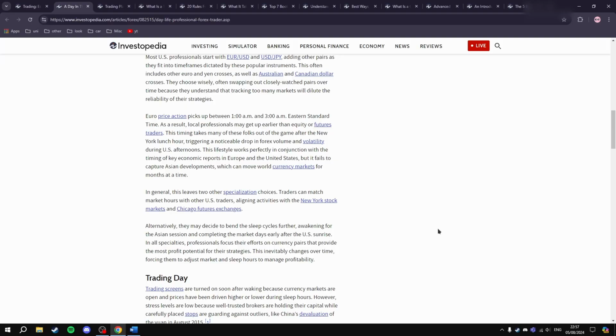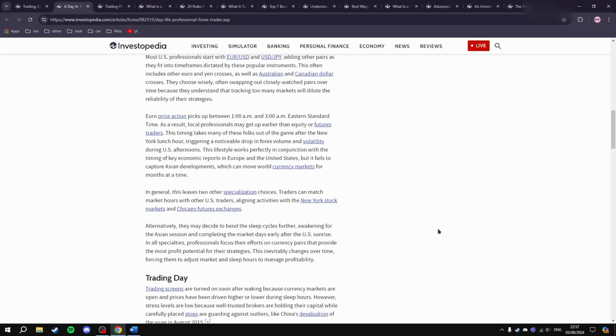This lifestyle works perfectly in conjunction with the timing of key economic reports in Europe and the United States, but it fails to capture Asian developments which can move world currency markets for months at a time. In general, this leaves two other specialization choices. Traders can match market hours with other US traders, aligning activities with the New York stock markets and Chicago futures exchanges. Alternatively, they may decide to bend the sleep cycles further, awakening for the Asian session and completing the market day early after the US sunrise.